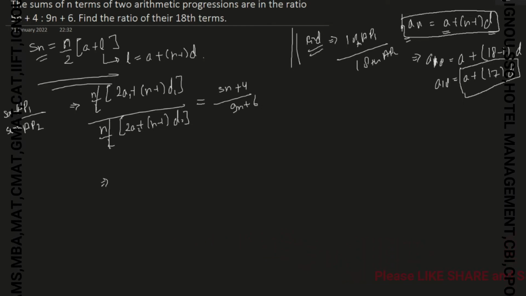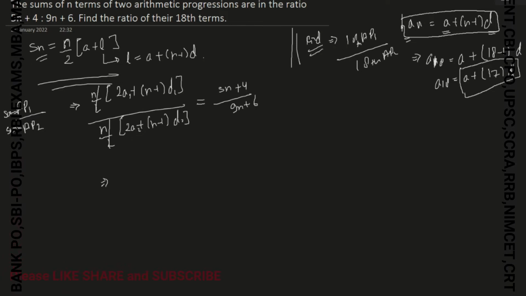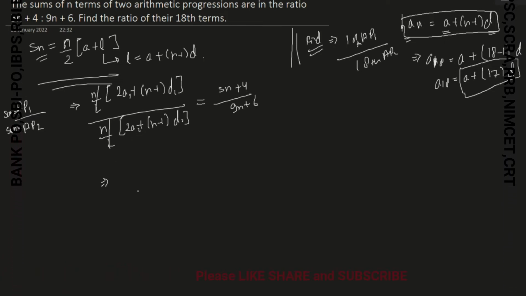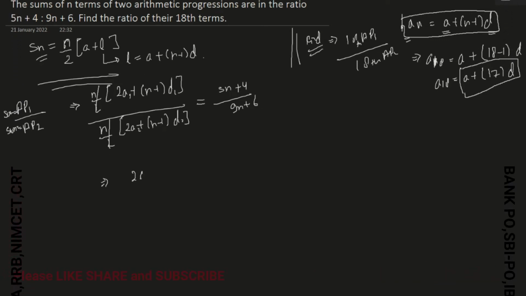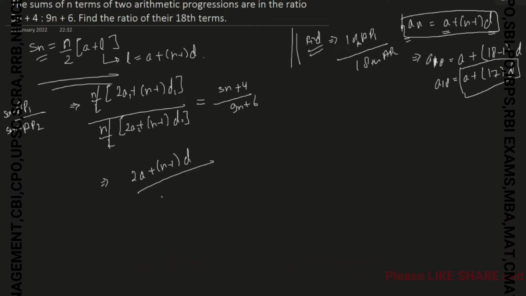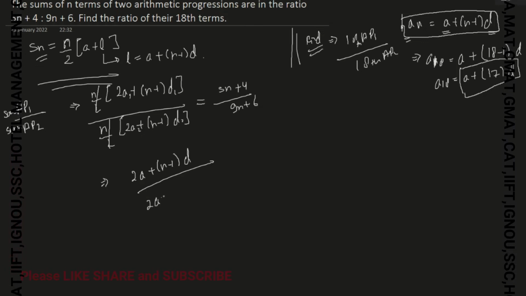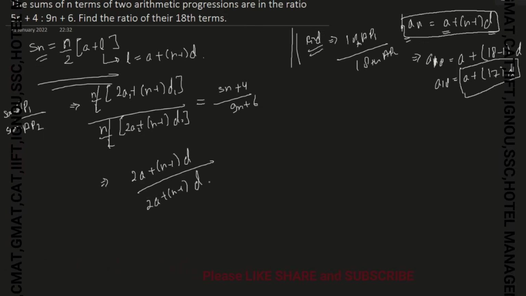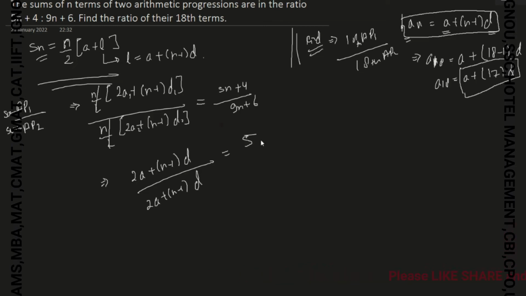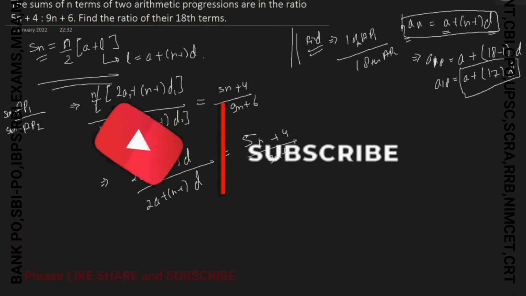Let's solve this. n by 2 and n by 2 will cancel because the n is the same for both. The ratio is 5n plus 4 to 9n plus 6 as given in the question. So n by 2 will be cancelled, leaving 2a plus n minus 1 into d. Keep in mind that a and d will be different in both. So 2a plus n minus 1 into d equals 5n plus 4 all upon 9n plus 6.